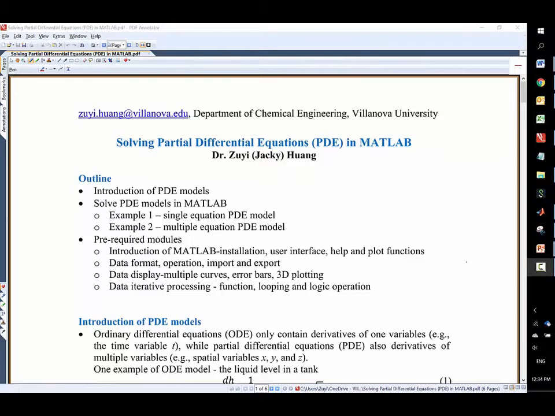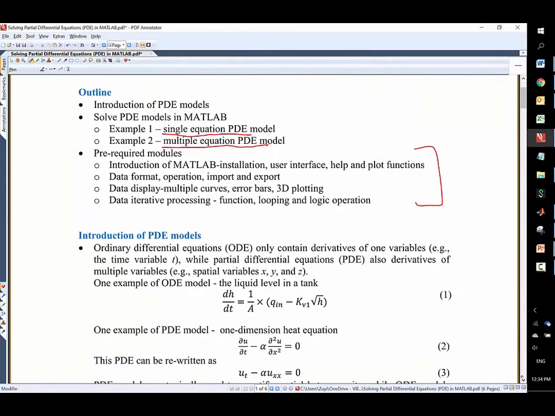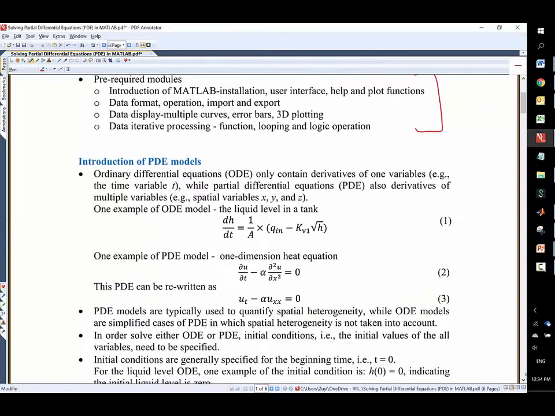So in this module, I will show you how to solve partial differential equations, or PDE, in MATLAB. I will show you two examples. The first one is a single equation PDE. The second one is a multiple equation PDE. And you should watch these four modules before you watch this module. It will help you a lot to understand this module.